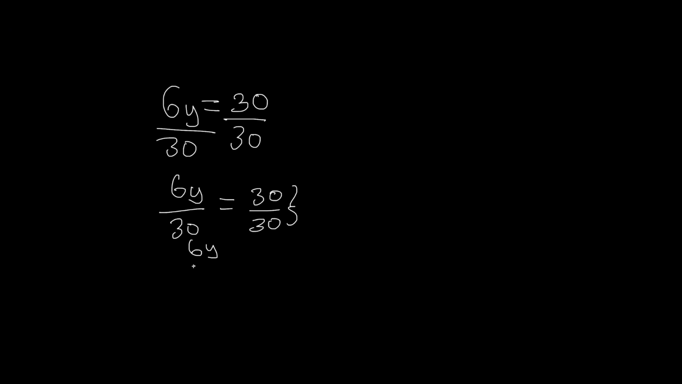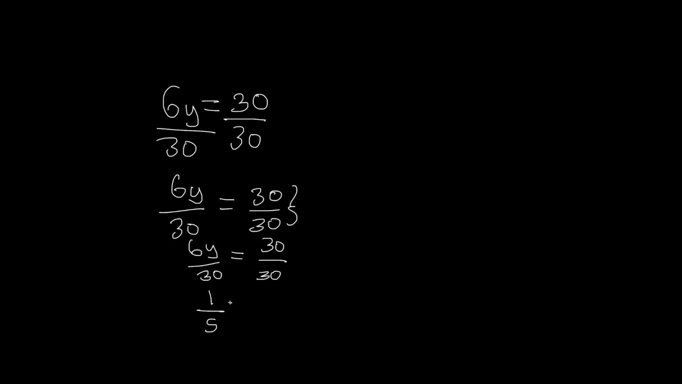So you're going to have 6y over 30 equal to 30 over 30, which is already a completed fraction, and you are welcome to write it out in a fraction term. Just don't forget to simplify at the end. So over here, as you'll notice, we actually have 6 over 30, which can be simplified to 1 over 5.